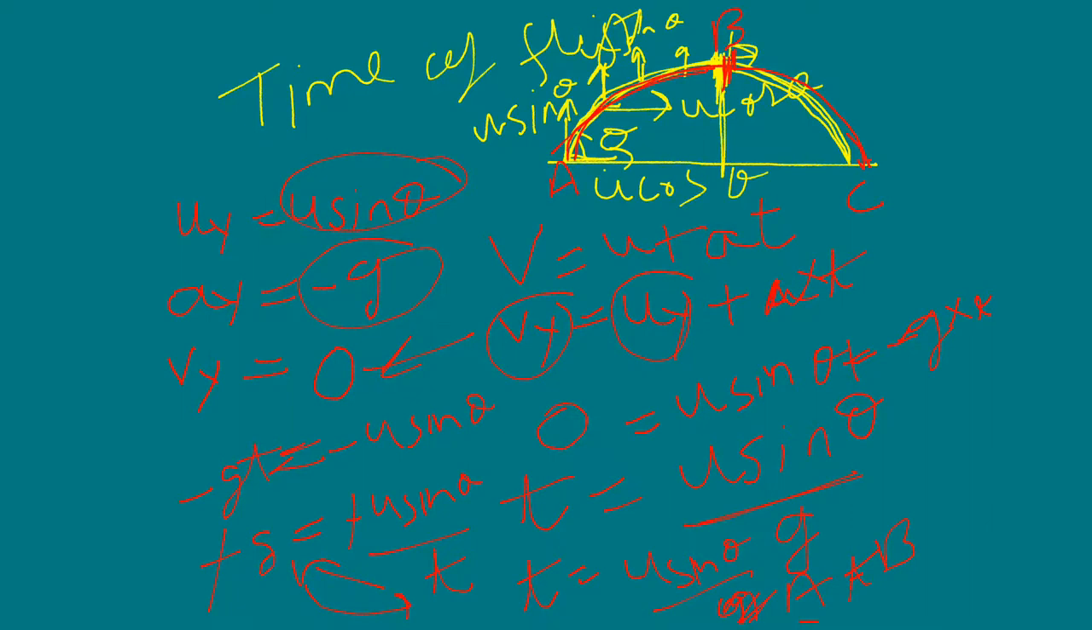Now B to C is also equal to A to B. So if we want to find the time of flight from A to C, we will just multiply this whole thing by 2. So t equals 2u sin theta upon g. We write this as capital T, because we are taking from A to C. Capital T equals 2u sin theta upon g.